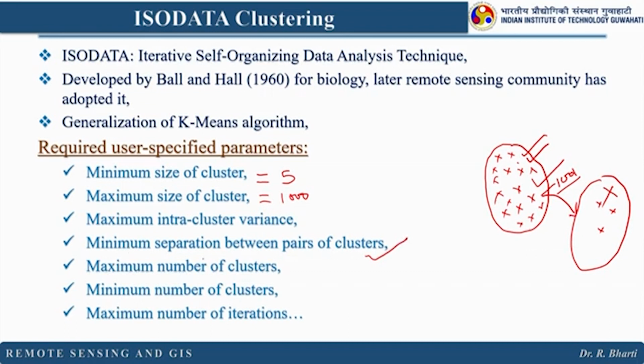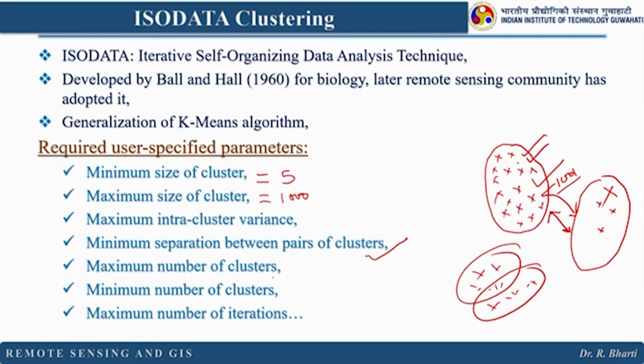Then the separation between pairs of clusters. Here, what is the separation you want between these two clusters? That is very important. Initially we had this kind of problem, like it is coming here and here also. So how to separate them? It is very difficult. So we should provide the distance, or the minimum separation, we want in our clustering mechanism.